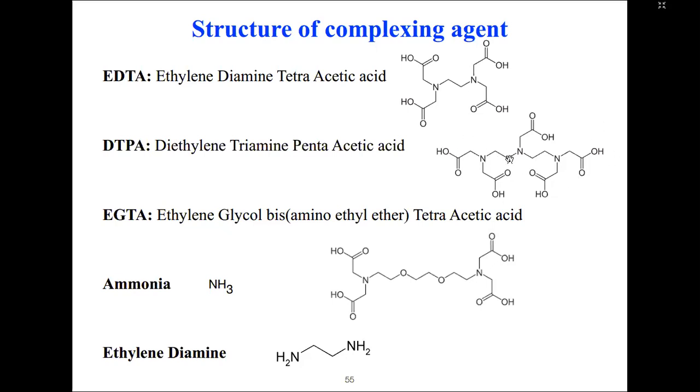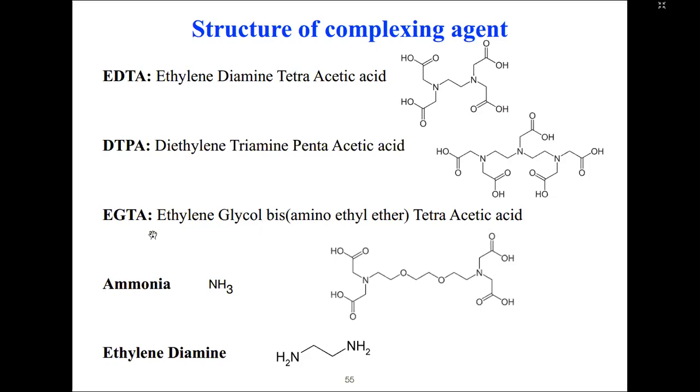Those two ethylene groups are, this is one ethylene group and this is another ethylene group. Triamine means one, two, three amine groups. And pentaacetic acid means five acetic acid groups, one, two, three, four, five acetic acid groups, okay?